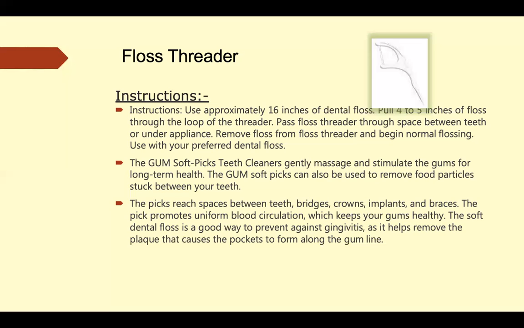The gum soft picks, teeth cleaners, gently massage and stimulate the gums for long-term health. The gum soft pick can also be used to remove food particles stuck between your teeth. The picks reach spaces between teeth, bridges, crowns, implants, and braces. The pick promotes uniform blood circulation, which keeps your gums healthy. Soft dental floss is a good way to prevent gingivitis, as it helps remove plaque that causes pockets to form along the gum line.